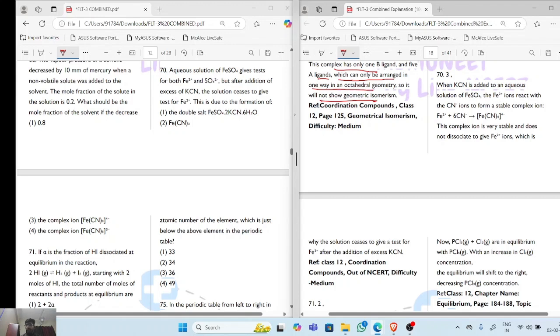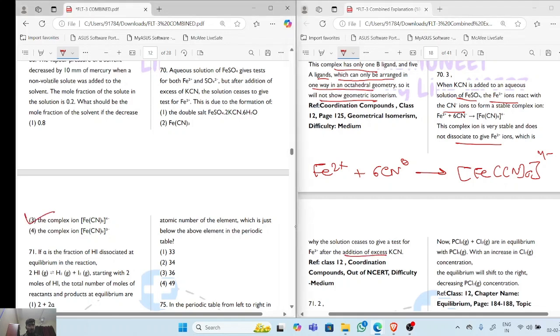when KCN is added to the aqueous solution of FeSO4, the Fe ion reacts with the CN ion and forms Fe2 plus with 6 CN minus. It will form [Fe(CN)6]4 minus. Okay, this complex is very stable and does not dissociate to Fe2 plus ion, which is why the solution ceases to give a test for Fe2 plus after the addition of excess KCN. So option number 3, the complex ion [Fe(CN)6]4 minus, is our correct answer.